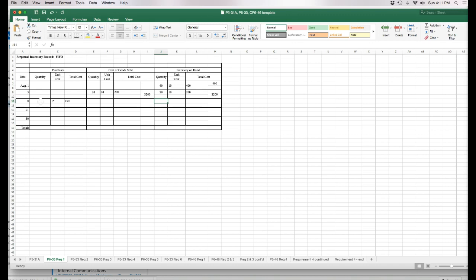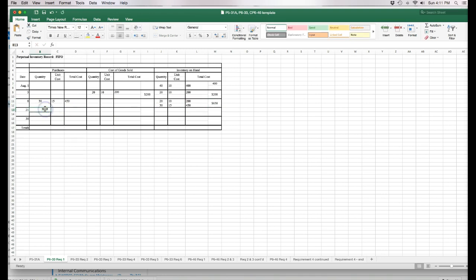So now what do we have on hand? Well, we have 20 of the original at $10 each, but now we've purchased 30 more at $15 each for $450 altogether, giving us a total inventory on hand of $650.